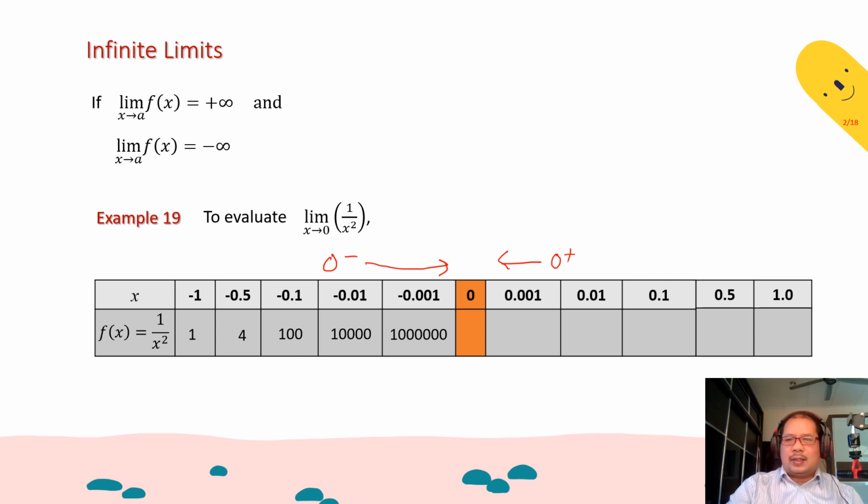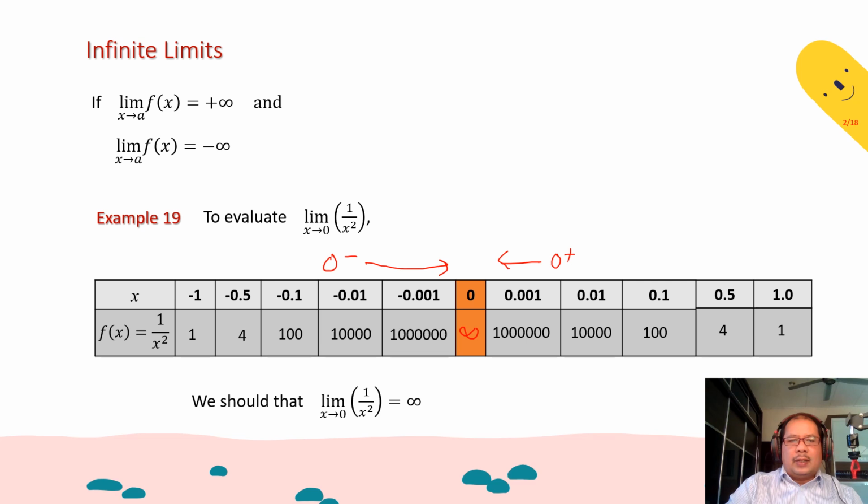Now we start from the right. We start with 1. You get 1, 0.5 gives 4, 0.1 gives 100, 0.01 gives 10,000, and very close to 0 from the right, let's say we take 0.001, the value for f(x) equals 1 million. That means the value for f(x) increases without bound. Maksudnya nilai tu membesar tanpa batas. So we call it infinity. We showed that the limit x approaches 0, 1 over x squared equal to infinity.